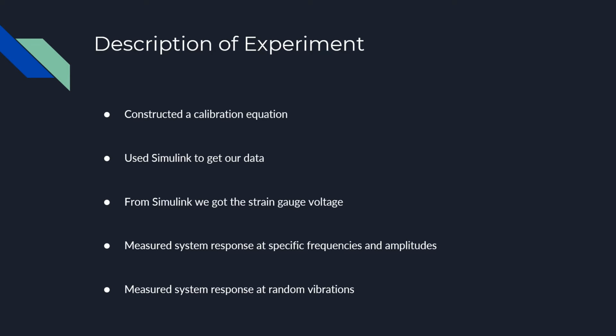The objective of this experiment is to make a comparison between finding the frequency response by using specific amplitudes and frequencies and by using random vibrations. By the end of this experiment, we can find the frequency response using only one test of a random vibration.